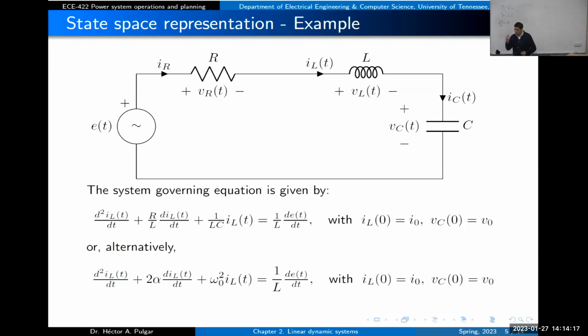What is R? It's a component that dissipates energy, right? So what is the meaning of R over L? Yeah, attenuation or damping. You remember the damping? And then you have another one, which is 1 over LC. What is that? Oscillation. The square root of 1 over LC is the natural frequency. You remember this term now?